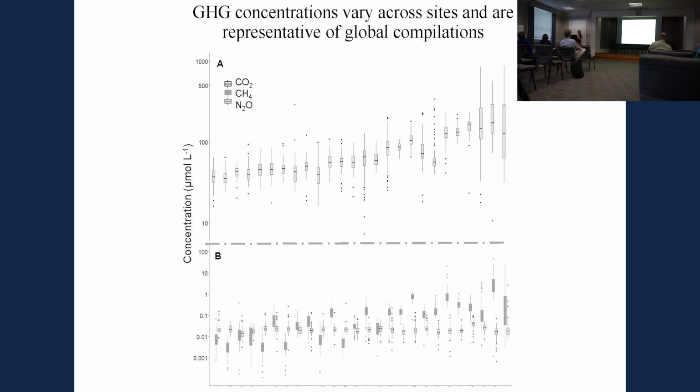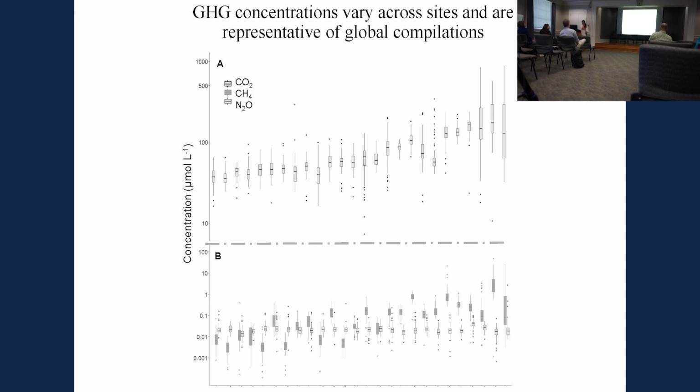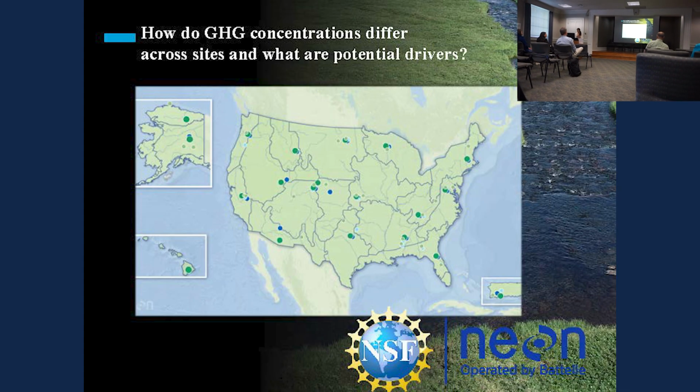The main point I want to make is there's quite a bit of variation across these NEON sites. We typically tend to think of rivers as well oxygenated, yet we're seeing fairly high methane concentrations, which tend to be produced with a lack of oxygen in some of these sites. And these values are actually representative of the variation we see at global scales. So it's a good chance to study drivers.